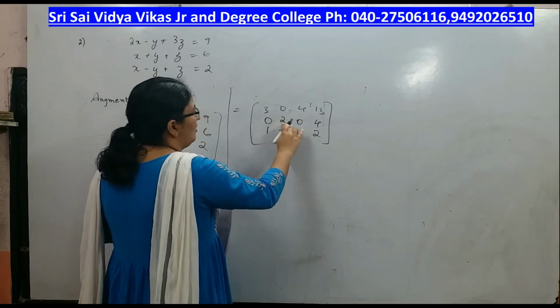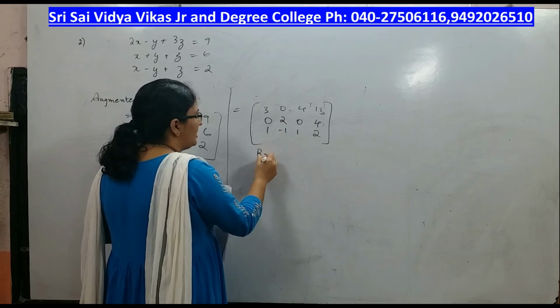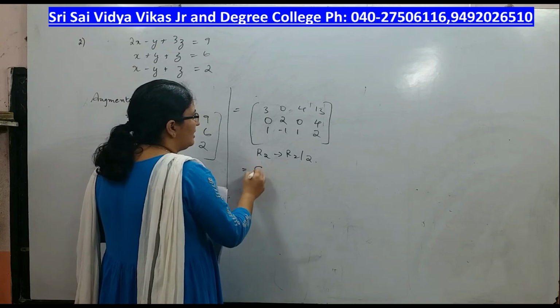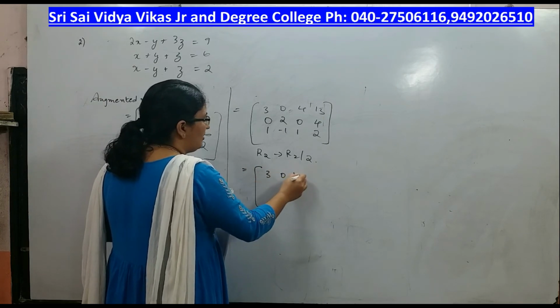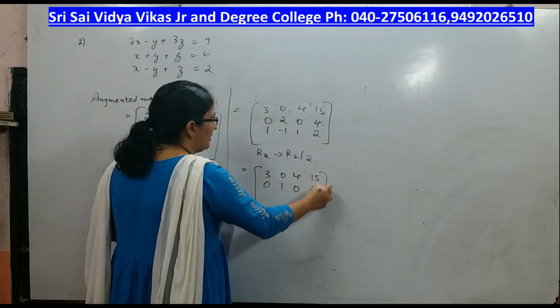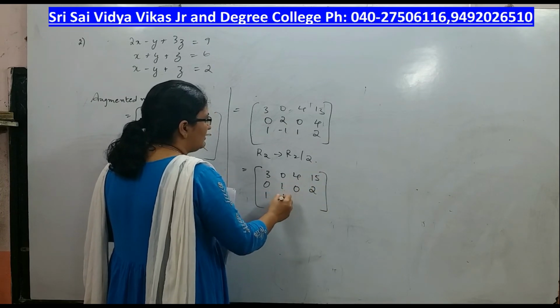Divide the second row by 2. R2 changes to R2 divided by 2. So what do you get? 3, 0, 4, 15. 0, 1, 0, 2. 1, minus 1, 1, 2.